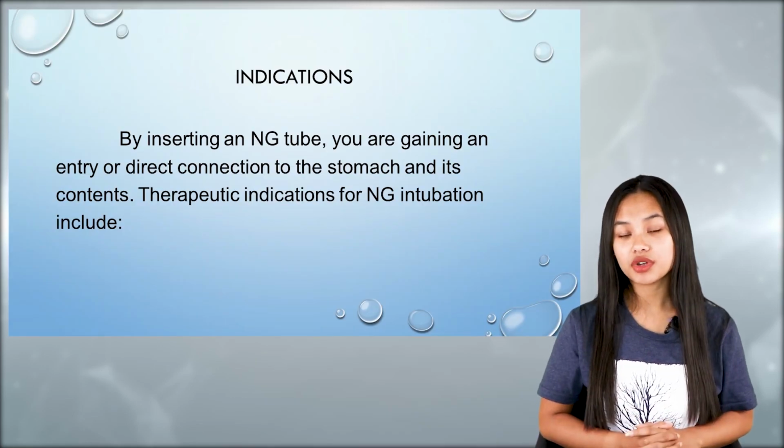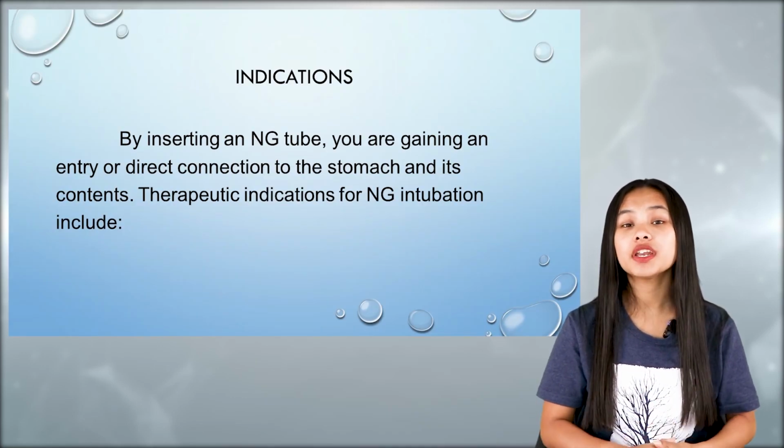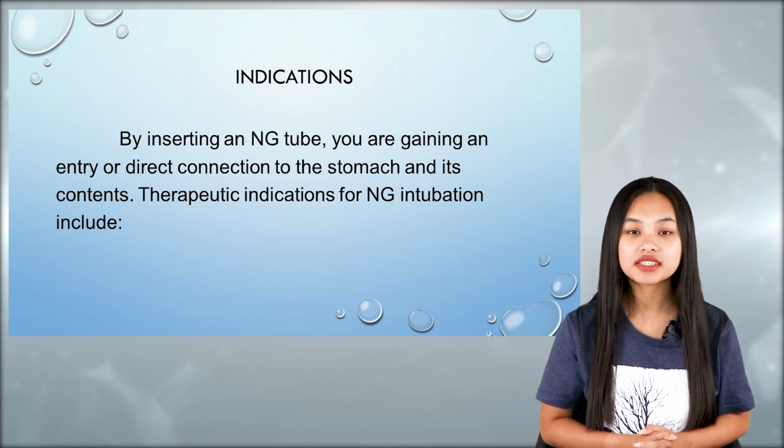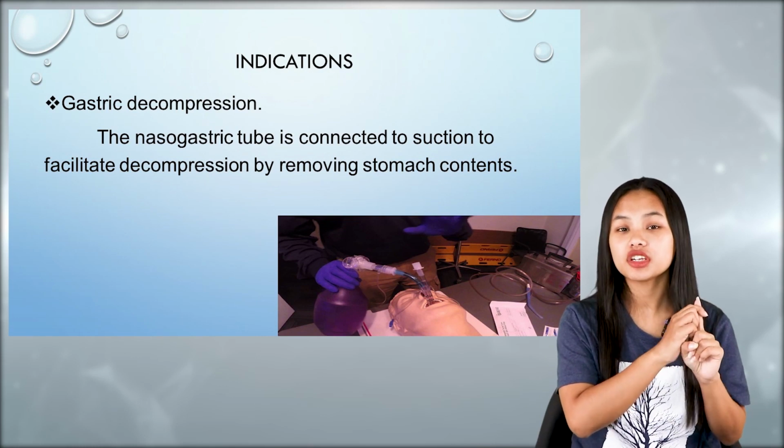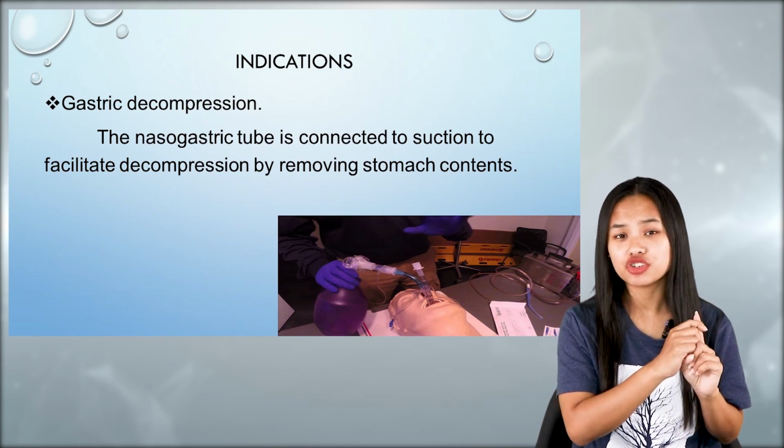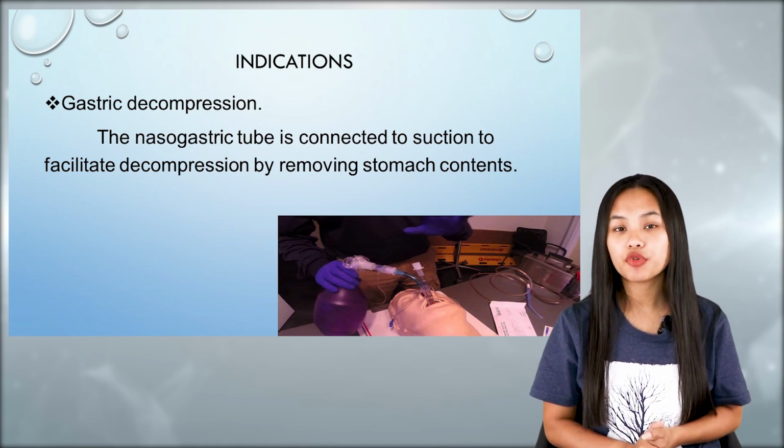Here, by inserting a nasogastric tube, you are gaining an entry or even a direct connection to the stomach and its content. The therapeutic indications for nasogastric intubation include the following. The first one is gastric decompression. Here, the nasogastric tube is connected in order to facilitate decompression by removing the stomach content. This is mainly indicated for bowel obstruction as well as for paralytic ileus. When any surgery is performed on the stomach or the intestine, when there is paralytic ileus or even bowel obstruction, then gastric decompression can be done.